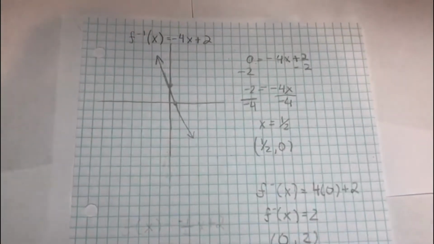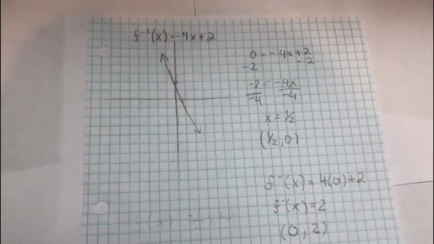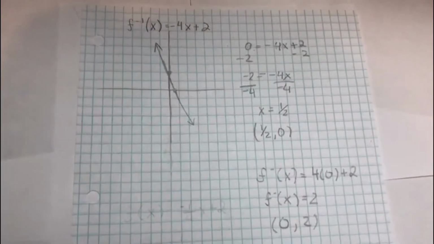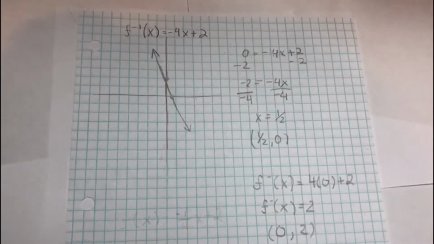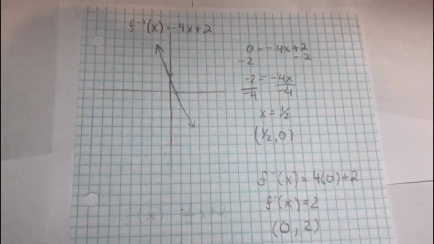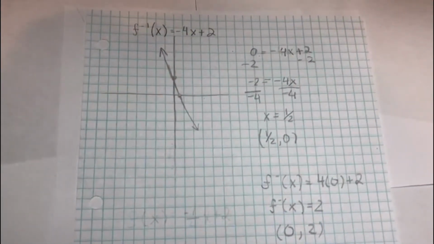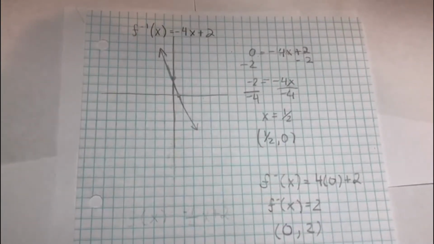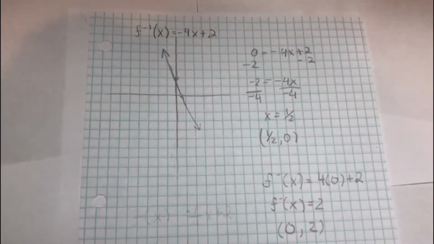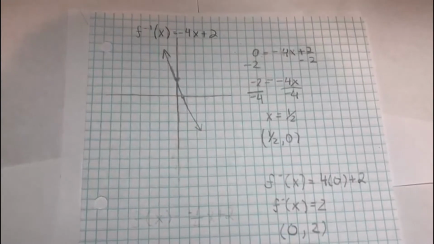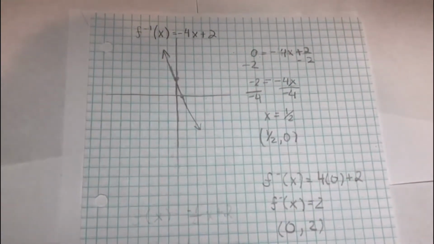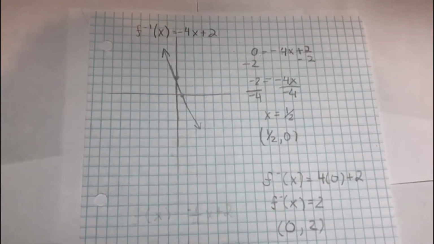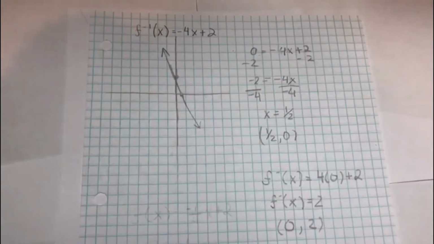Since the original function was f of x equals negative 1/4 x plus 2, we must graph that function in order to see if the inverse function is correct by seeing if it is a mirror image of the original function over the y equals x line. In order to graph negative 1/4 x plus 2, I will follow the same steps that I did in graphing negative 4x plus 2. I will find the 2 easiest points on the x and y axis by setting x and y equal to 0.